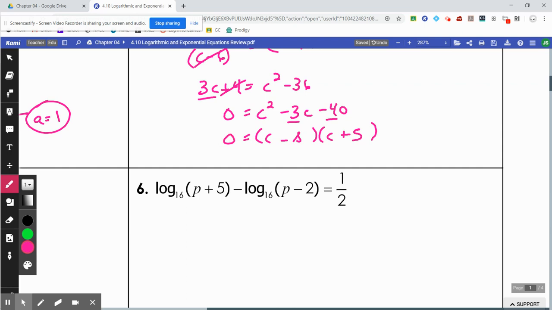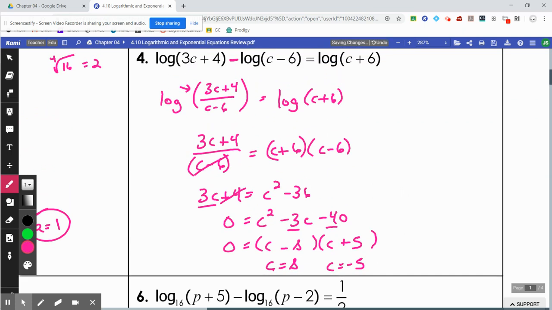Set them each equal to 0, and that gives you that either c is equal to 8 or c is equal to negative 5. Check them. When you plug in negative 5, I know this, negative 5 minus 6 gives you negative 11. We're going to have to throw that one out. You can't take the log of a negative. However, when you plug in 8, everything does check out fine.